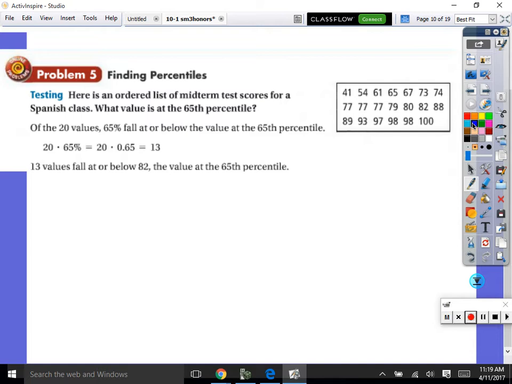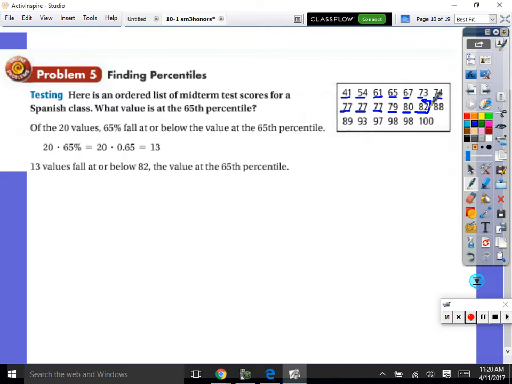First of all, we need to figure out how many data values there are. There are 20 values. To find what would be at the 65th percentile, you take your 20 times 65%, so using math, 20 times 0.65. That's 13. So 1, 2, 3, 4, 5, 6, 7, 8, 9, 10, 11, 12, 13. That and below, 82 would be our 65th percentile. Does that make sense?